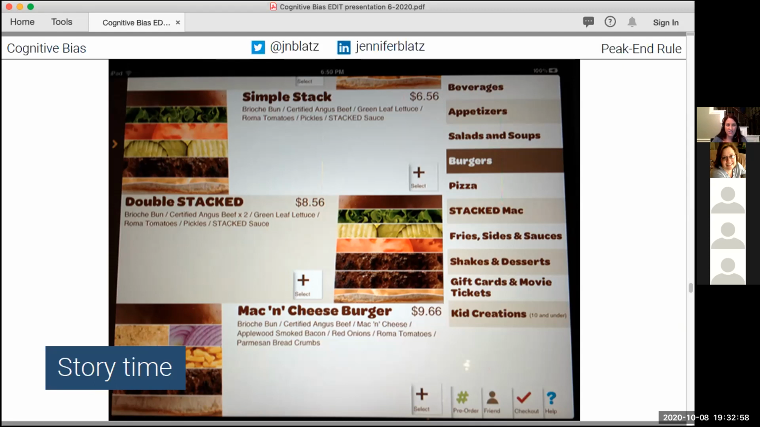After ordering, he said, "That was easy enough." He'd already forgotten all the pain he had just been through. For him, the peak of the experience was finishing the task and being done. That was positive for him, and therefore the whole experience was positive.